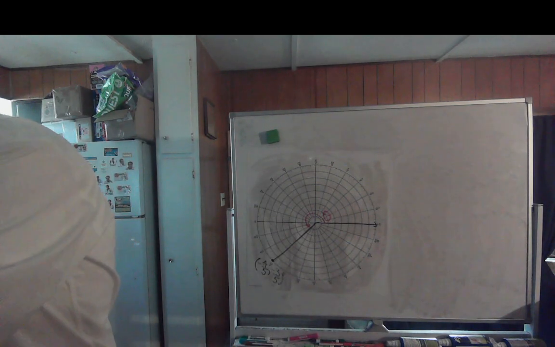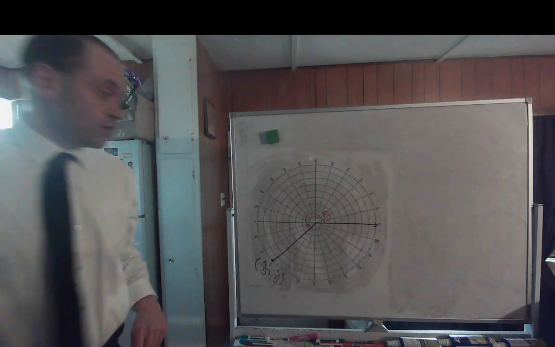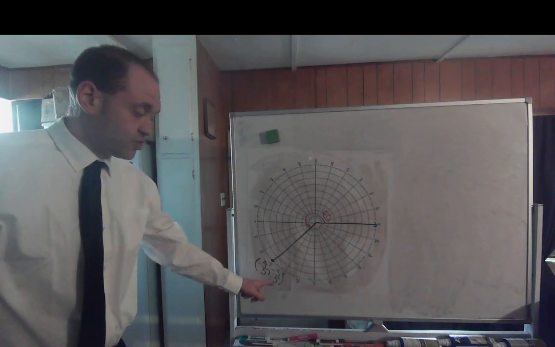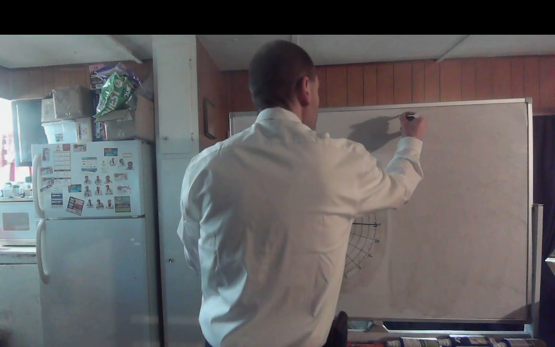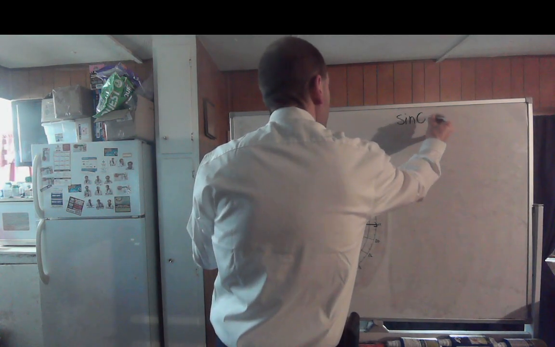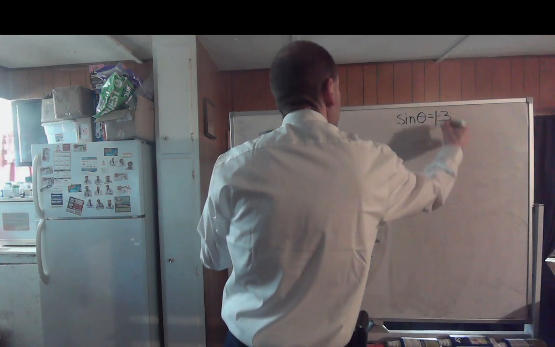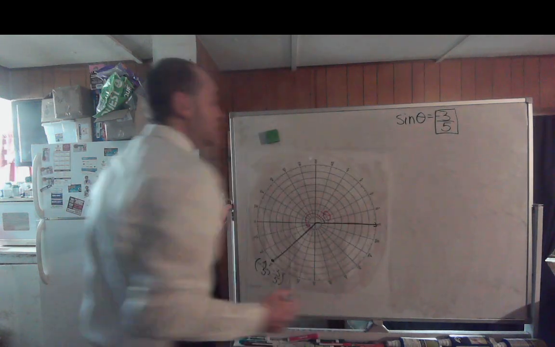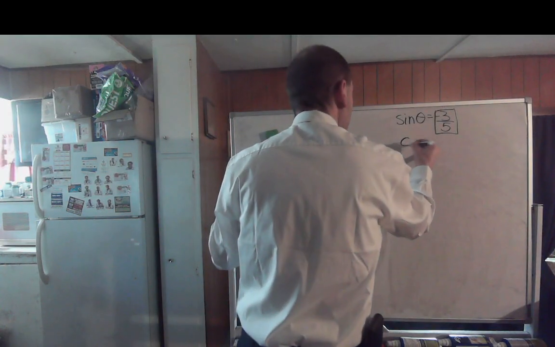Let me get another marker because I think I'm running out of ink. Alright. So the sine of this theta is your y coordinate, which would be -3/5, right? So the sine of theta would equal -3/5. That's easy enough. Now what about the cosine? That's your x coordinate, so that would be -4/5.